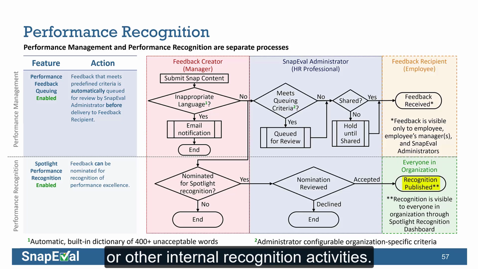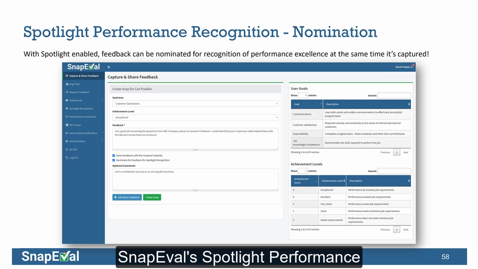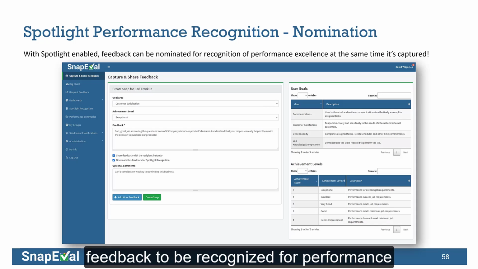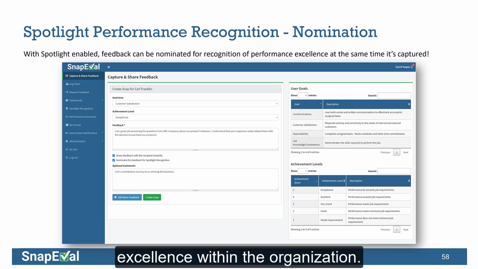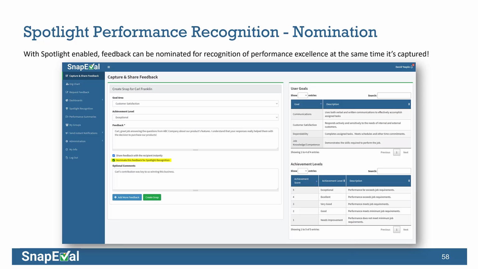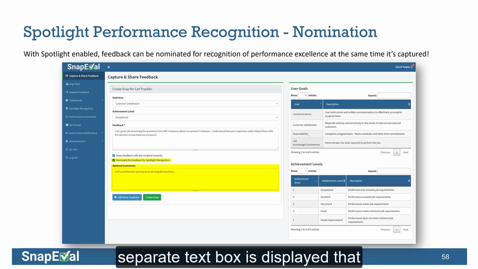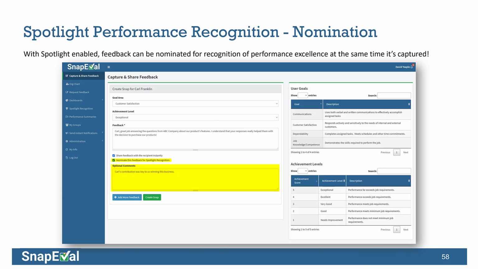SnapEval's Spotlight Performance Recognition feature enables the creator of a snap to nominate this employee feedback to be recognized for performance excellence within the organization. A snap can be nominated by checking the Nominate this feedback for Spotlight recognition checkbox at the time that a snap is created. When the checkbox is checked, a separate text box is displayed that can be used to include a private message to nomination reviewers with details about why the snap is being nominated for Spotlight recognition.